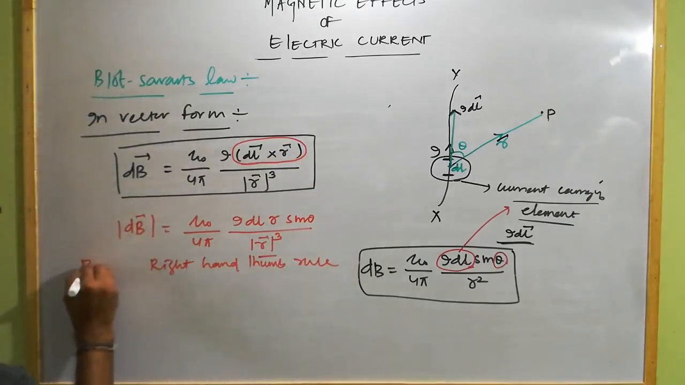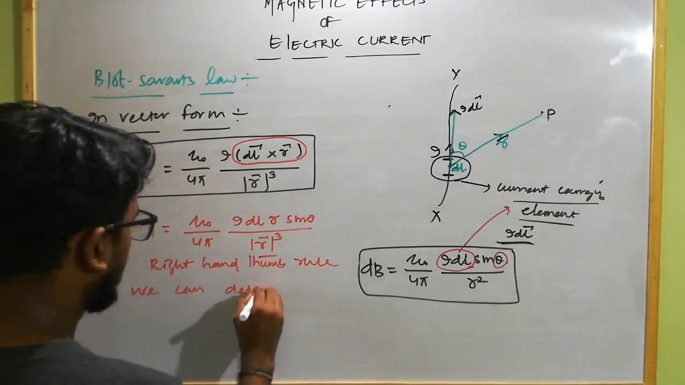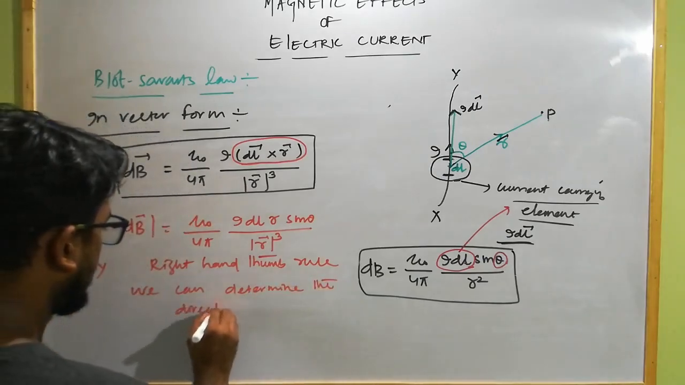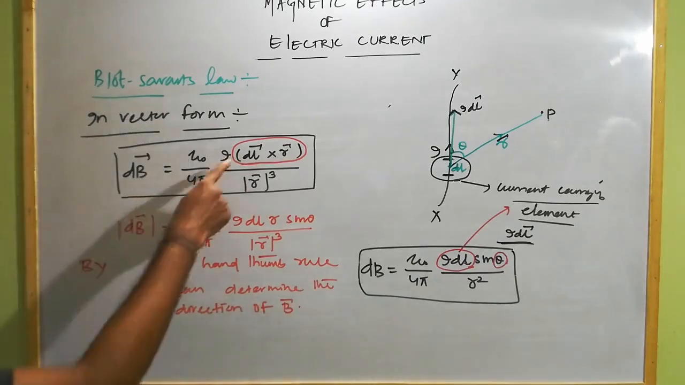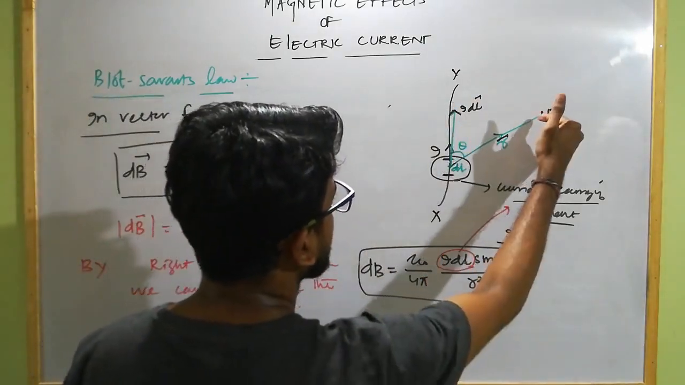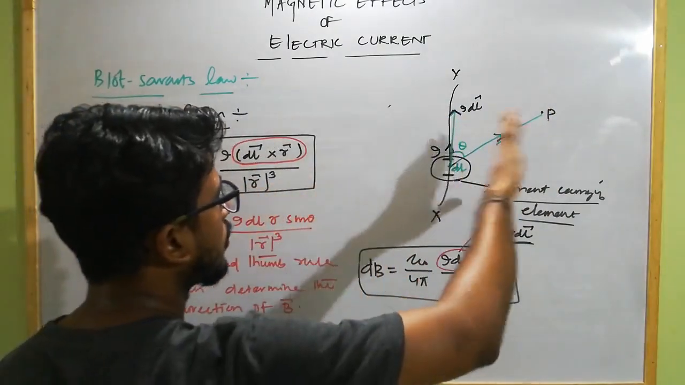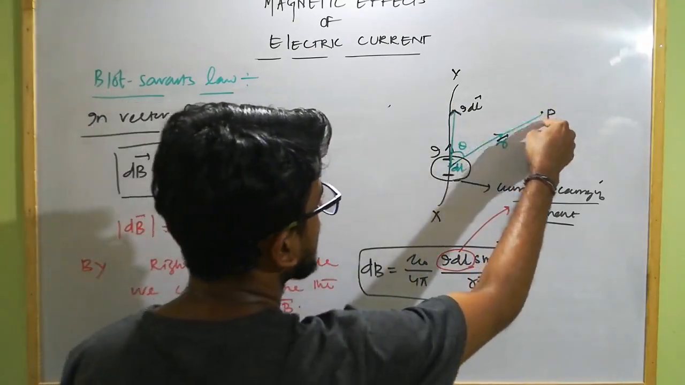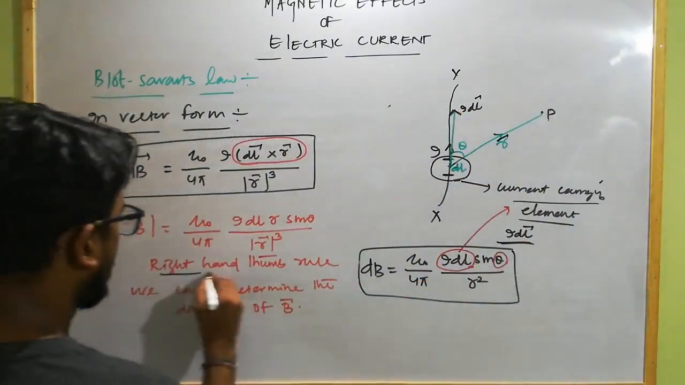By right hand thumb rule we can determine the direction of B vector. Okay, so dl cross r, so for this particular case dl is along this direction, r is along this direction, so we want to calculate what the direction of dB. So by right hand thumb rule, if we are crawling our finger from dl cross r along this direction, so the magnetic field at this point will be inward like this. This is known as right hand thumb rule.